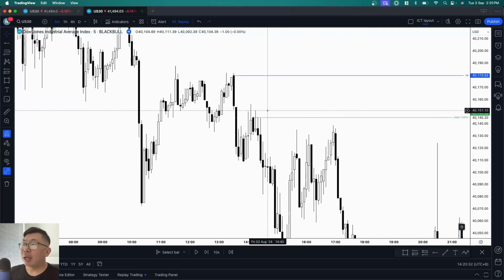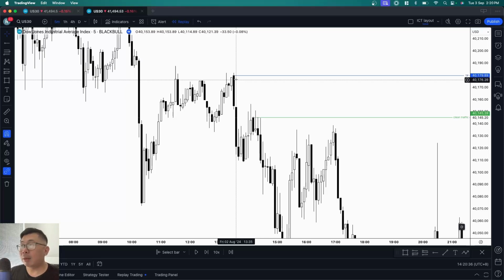And for me, this here, the smart money people will call it imbalance, fair value gap, or whatever you call it.